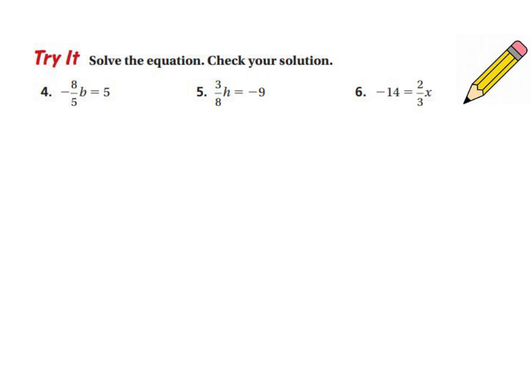Now it's your turn. Please give it a try on questions 4, 5, and 6. Multiply by the reciprocal in order to find the solution for your variable. Then when you're ready, push play.